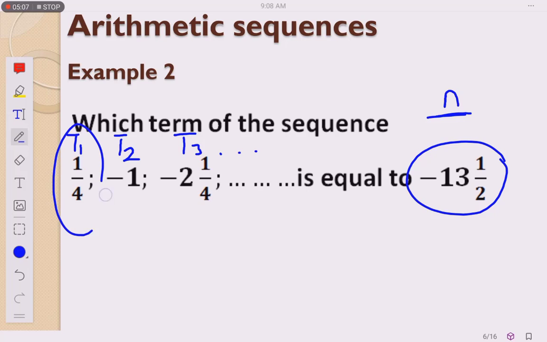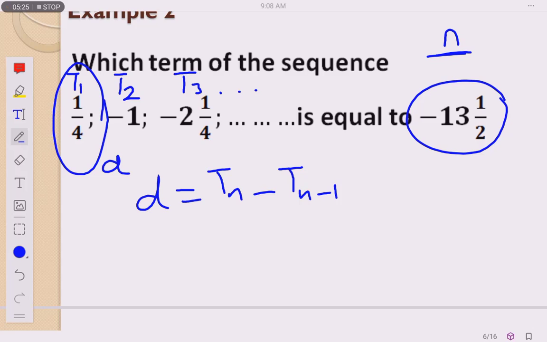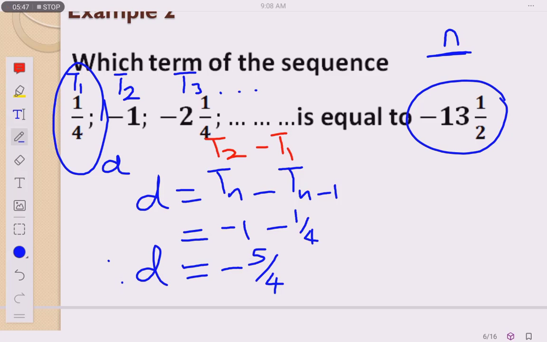Remember T1 is A. Now we want to find our difference. D, we said, is equal to Tn minus Tn minus 1. Okay. Let's do that. So if I take the second term, I can have my D being equal to minus 1 minus 1 over 4. I'm taking this T2 minus T1. So if we subtract this one, we'll get minus 5 over 4. So our common difference is minus 5 over 4.